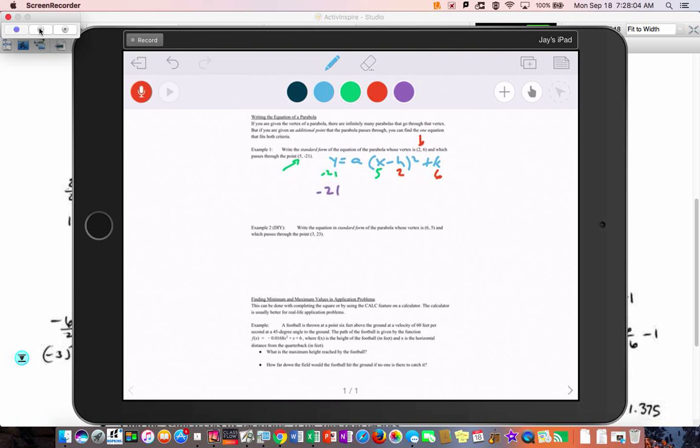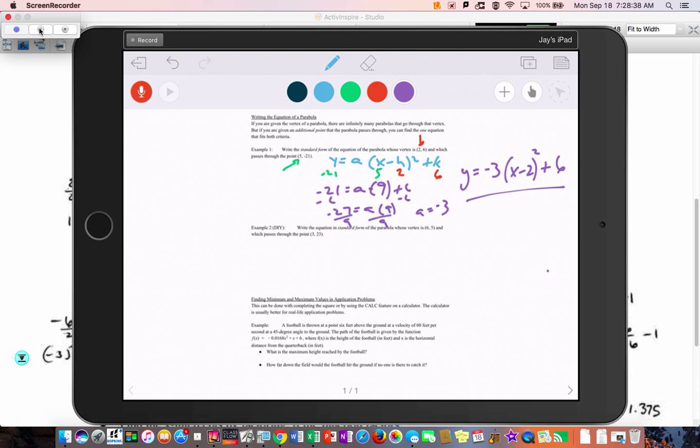So I'd have negative 21 equals a times, 5 minus 2 is 3, squared is 9. So parentheses 9, plus 6. So when I subtract 6, I have negative 27 is equal to a times 9. Divide by 9. And I get an a value of negative 3. So I should rewrite this as y equals negative 3 times x minus 2 quantity squared plus 6.